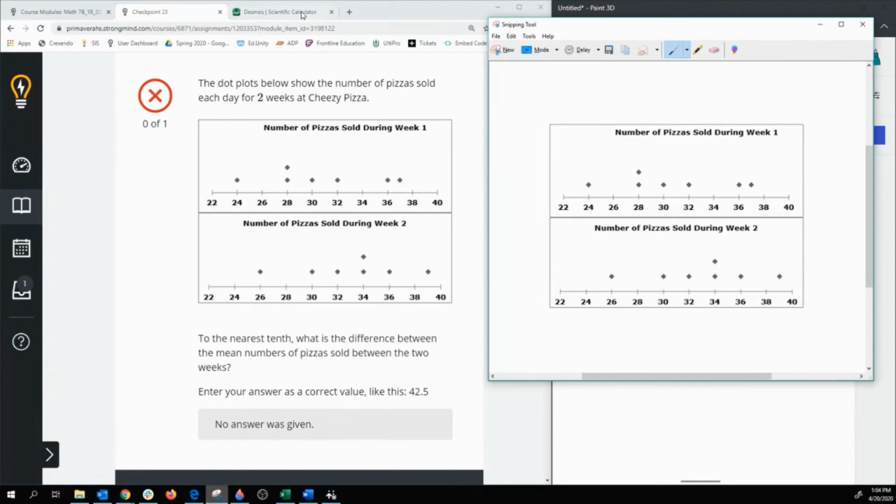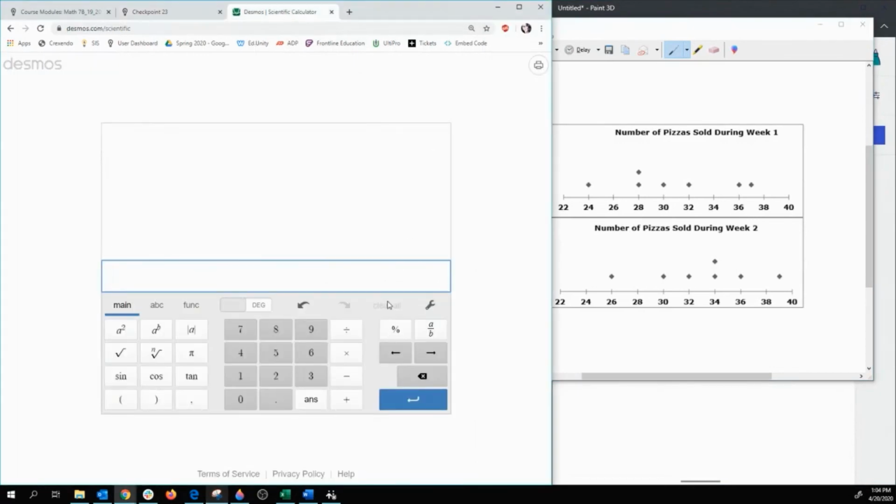So number of pizzas for week 1. I have 2 dots above 24, then 28, 30, 32, 36, and that last one's a 37 because it's in between 38 and 36. This last dot here is 37. 215 divided by 7, I have 7 dots.